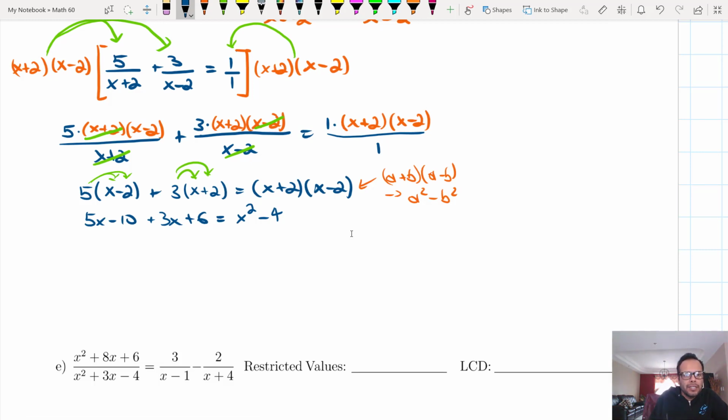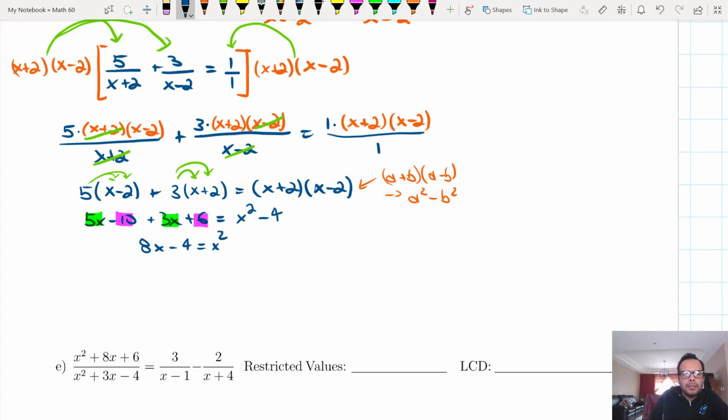All right, so let's combine like terms. We're going to have 5x plus 3x. Let's highlight with green. x's with x's, so that's going to give us 8x, and constant terms with constant terms, that is negative 10 plus 6, which will give us negative 4.